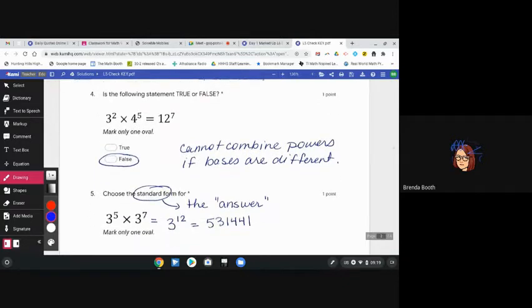And then this one too, I don't think that this one was a problem really for anybody, but just a reminder that our shortcut rules only work when the bases are the same. If you take a look at these two powers, they have different bases. You cannot combine those into a single power. So that one is false.